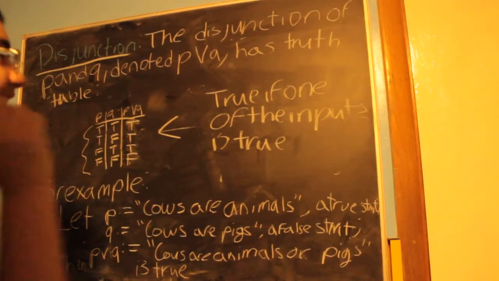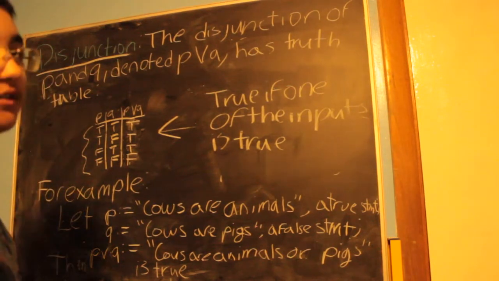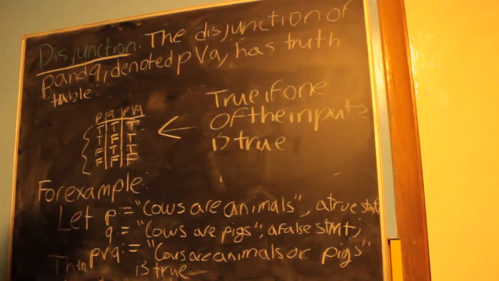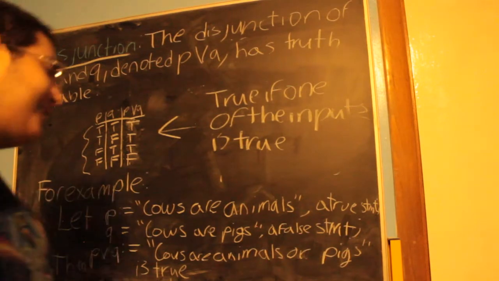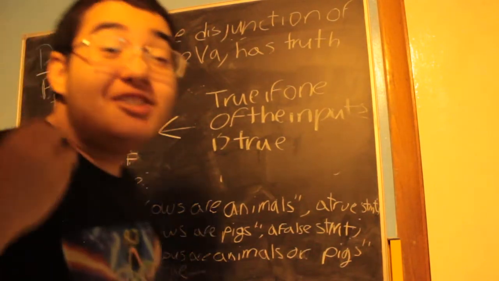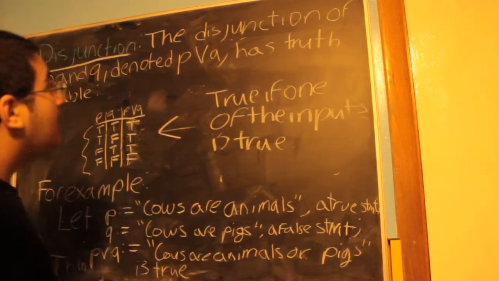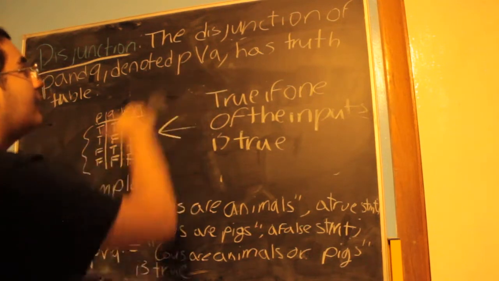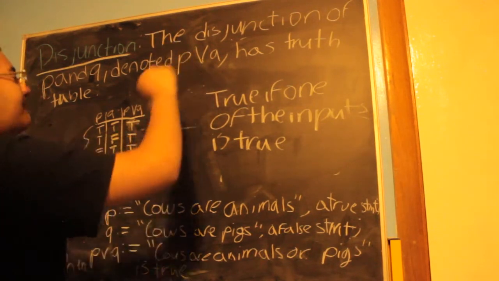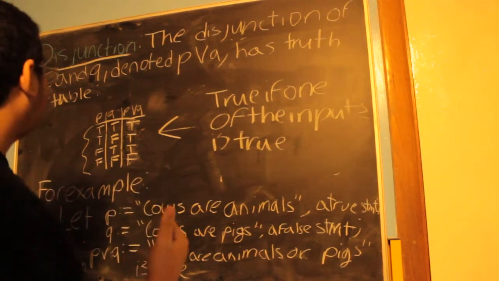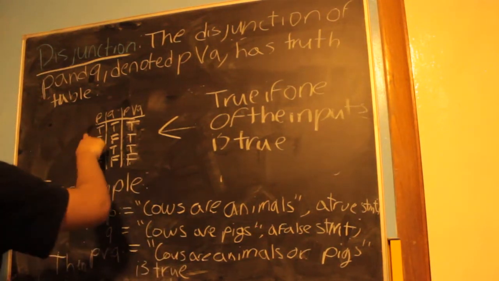Okay, so let's talk about the disjunction. The disjunction of P and Q. That's what we're talking about. Denoted P or Q. That's what it's read. P or Q. This symbol, this V, it's or. Has truth table, and this is what we describe here.